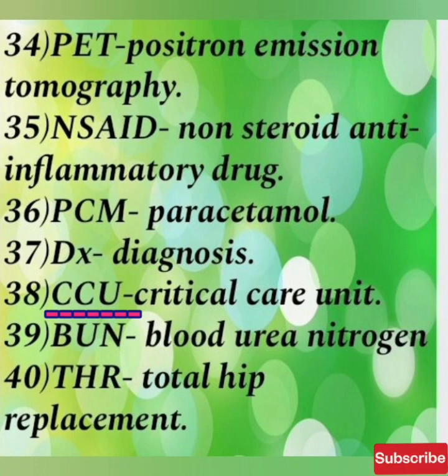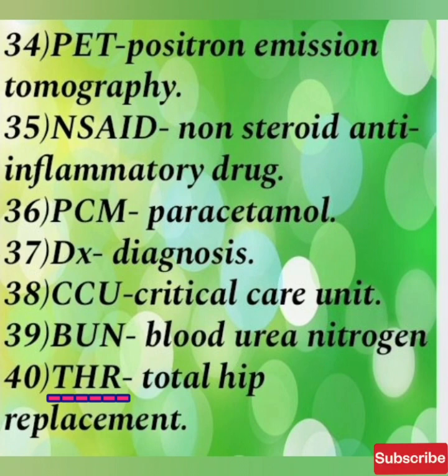Next is BUN, that is blood urea nitrogen. It is a diagnostic test which is used to measure the amount of nitrogen in your blood that is coming from the waste product, that is urea. Next is THR, which stands for total hip replacement. It is a treatment option for last stage degenerative hip disease.